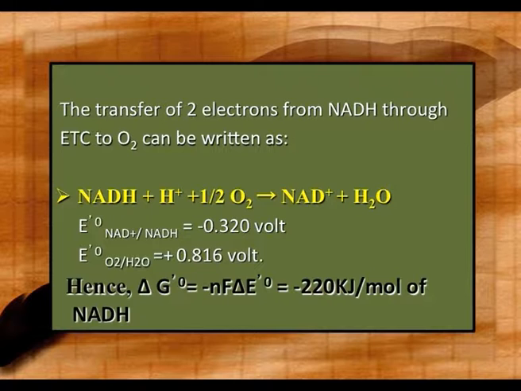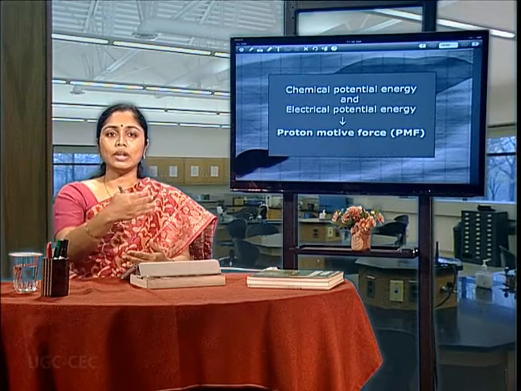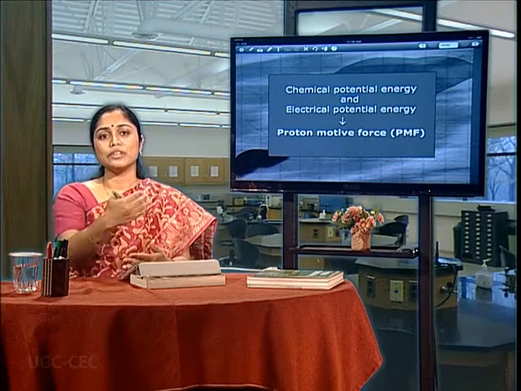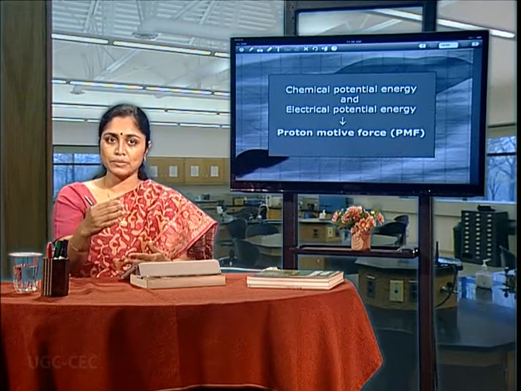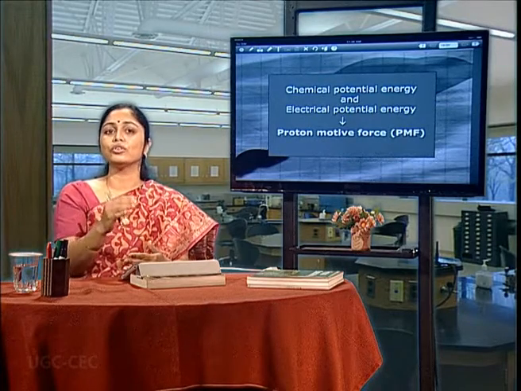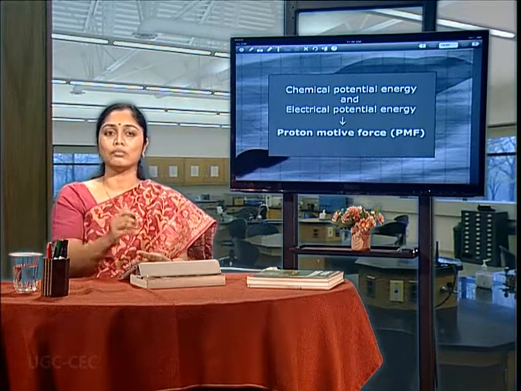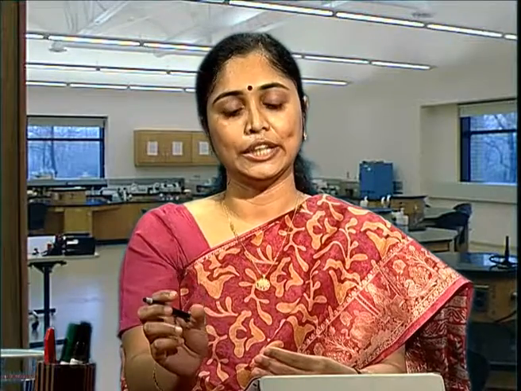And if we calculate the standard free energy change using the standard reduction potential values, then we see that for each pair of electrons transferred from NADH to O2, about 220 kilojoules of energy is produced per mole of NADH. Due to the proton transport from the matrix to the intermembrane space, the proton concentration increases in the intermembrane space. This increased proton concentration gives rise to, number 1, a chemical potential energy.